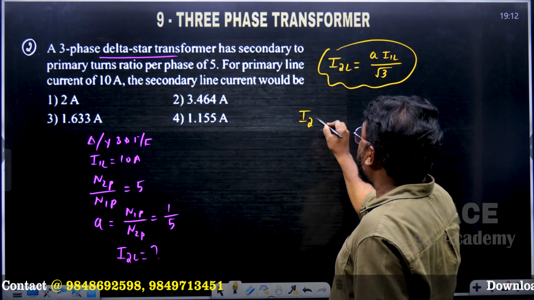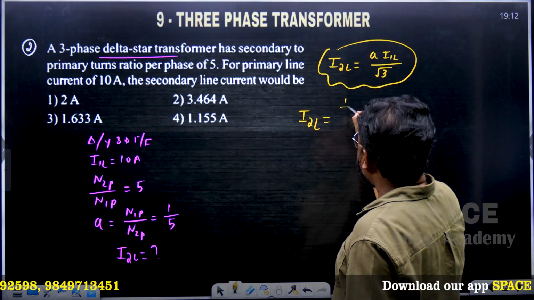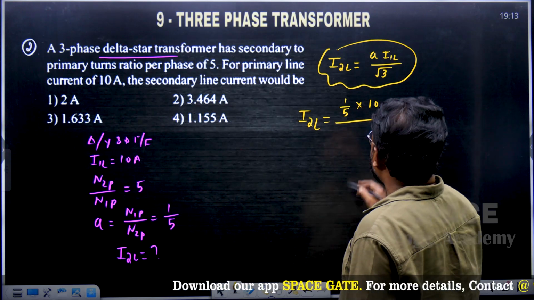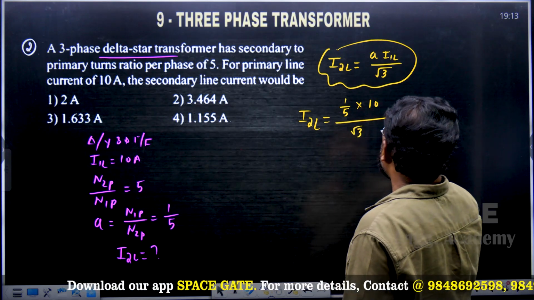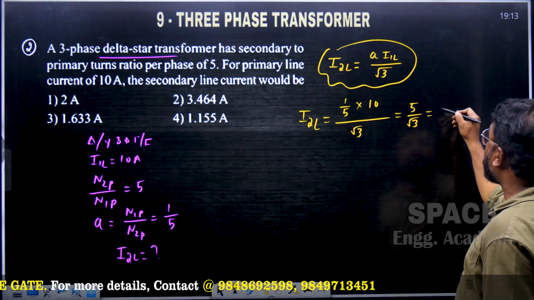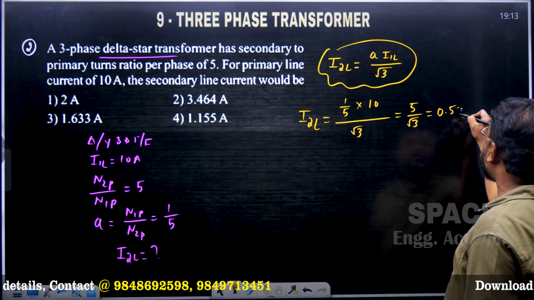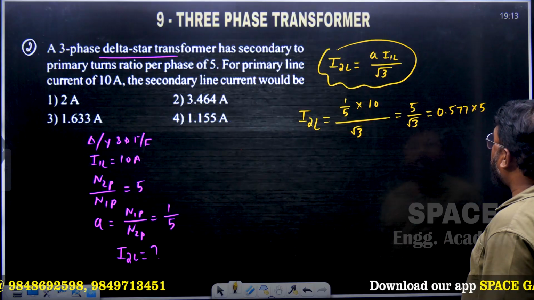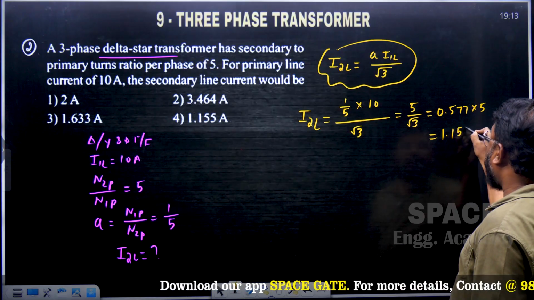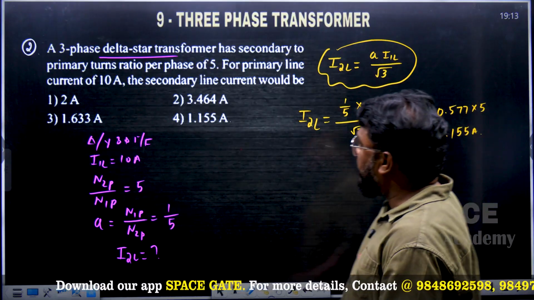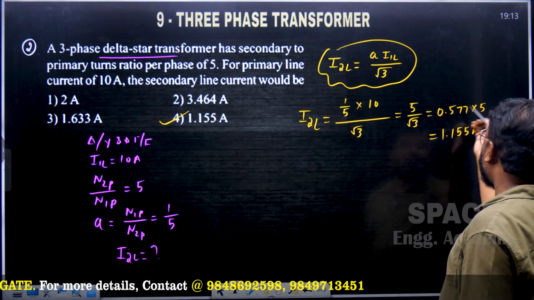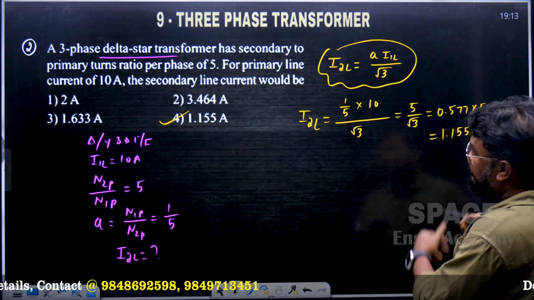So I2L is equal to, A is 1 by 5 and I1L is equal to 10 amps, divided by root 3. So 1 by root 3 value is equal to 0.577, multiplied by 5, it is almost equal to 1.155 amps. 1.155 amps is the answer. Option 4 is correct for this question. Approximately, it comes to 1 point something, 1.155 is the answer.